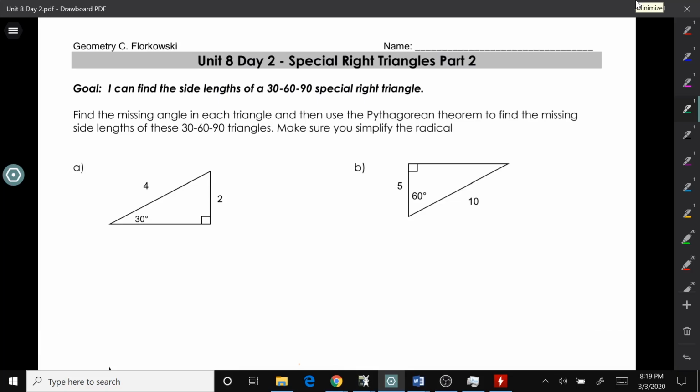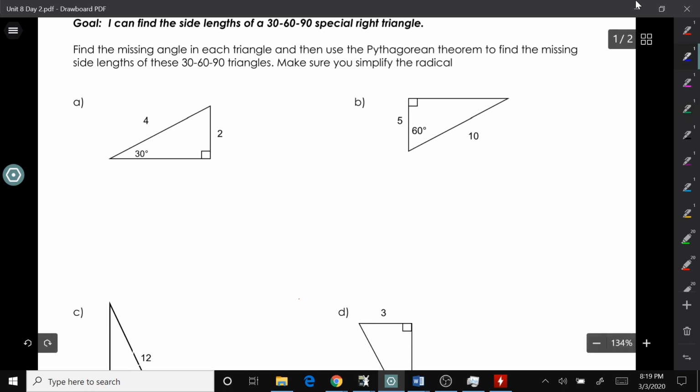Alright, so in day 2, what we're going to be doing is talking about another type of special right triangle called the 30, 60, 90 triangle. So let's do some Pythagorean Theorem stuff first so we can get an idea of what's going on. So we have A, B, C, and remember it doesn't matter which side you label A or B. So Pythagorean Theorem says a squared, which we don't know what it is, plus b squared equals c squared.